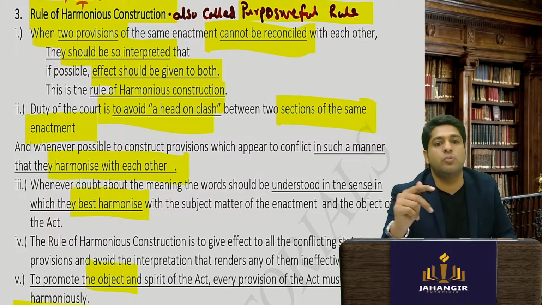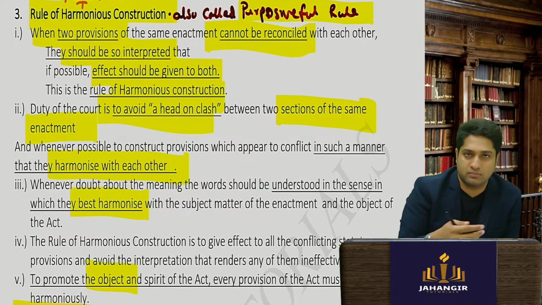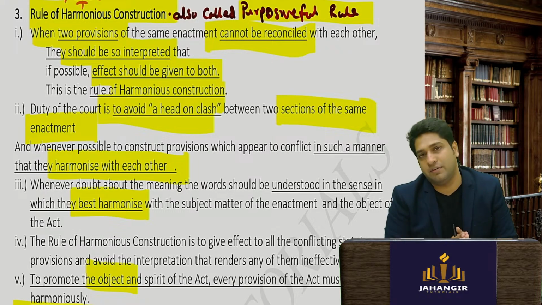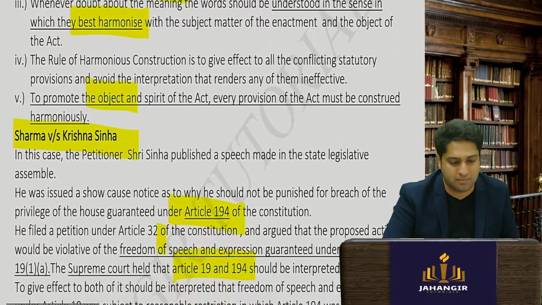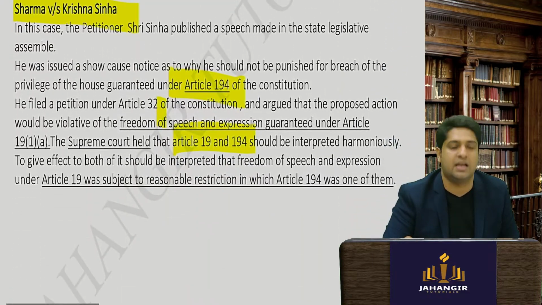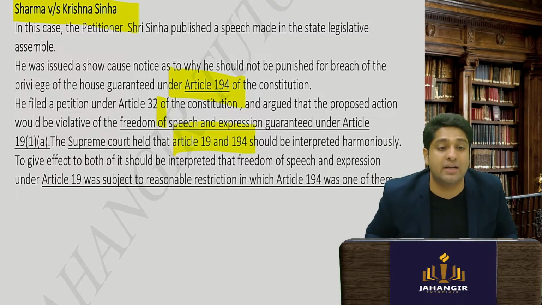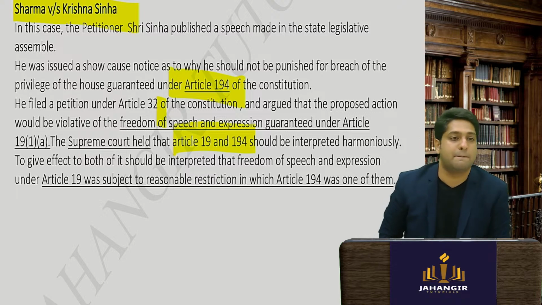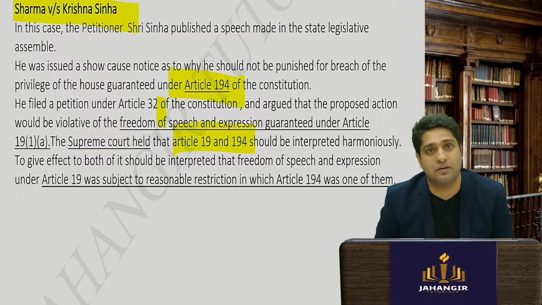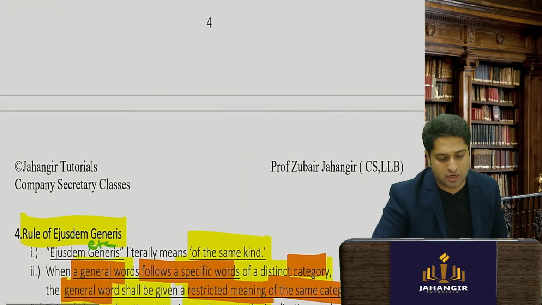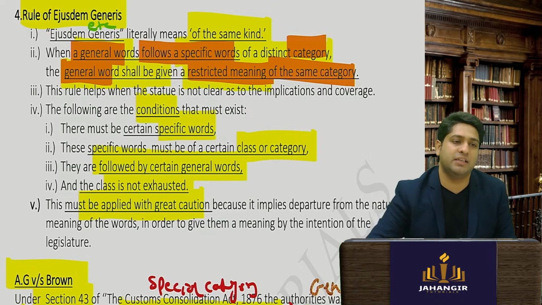So when two provisions cannot be reconciled, then we should interpret and understand them in a way that both can be given effect. Whenever there is a head-on clash between provisions, we should try to best harmonize them so that the object of the act can be fulfilled. The example that you gave was of Article 194 and Article 19. The case law is Sharma versus Krishna Sinha. Okay, you will write this in the exam. Sharma versus Krishna Sinha. The next example they also ask in the exam separately.